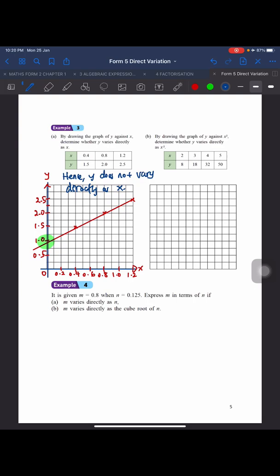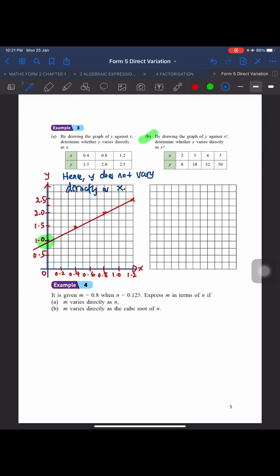Next, B. By drawing the graph of y against x square, determine whether y varies directly as x square. For this part, I want you to do it yourself. If the straight line you obtain later passes through the origin (0, 0), you can conclude that y varies directly as x square. If not, it does not vary directly as x square. So this part I want you to try yourself, B.